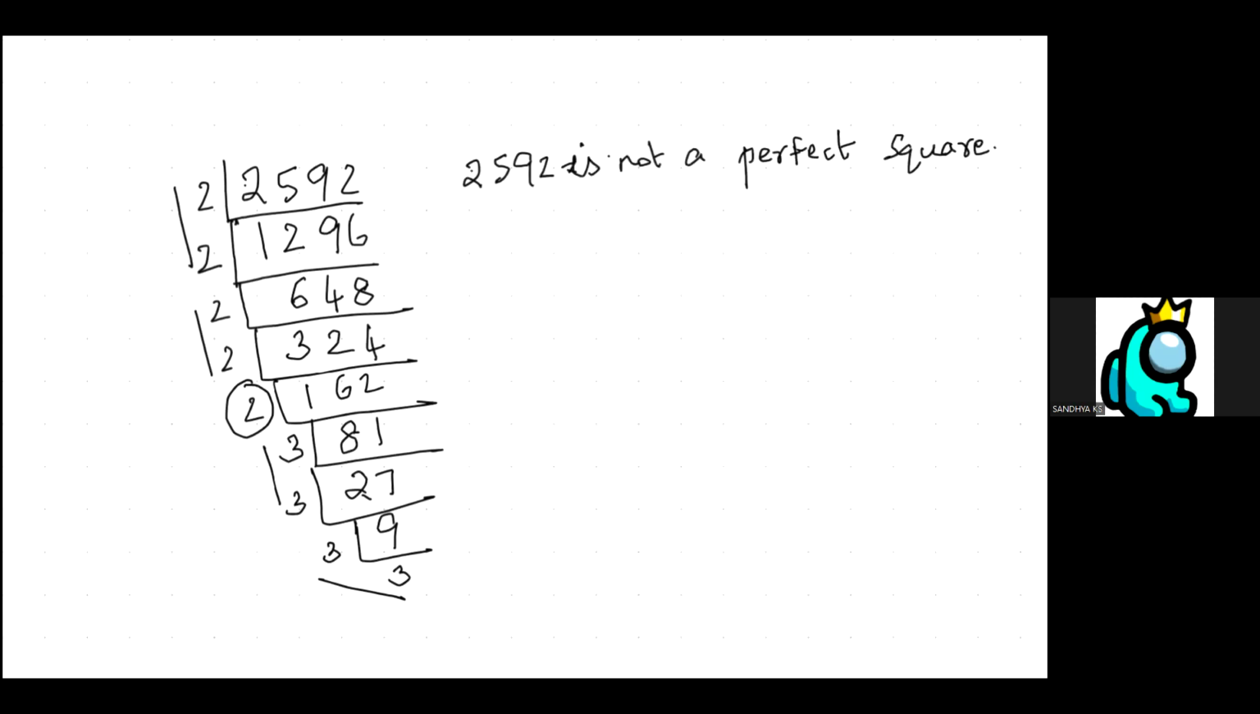So are we able to find the square root of 2592? No, because it is not a perfect square, na? So there will not be any perfect square root for this. But we want to multiply with what to make it a perfect square? We need to multiply with 2 to make it a perfect square, or we need to divide with 2 to find the lowest perfect square possible with this. Okay, so that is the thing we can do.